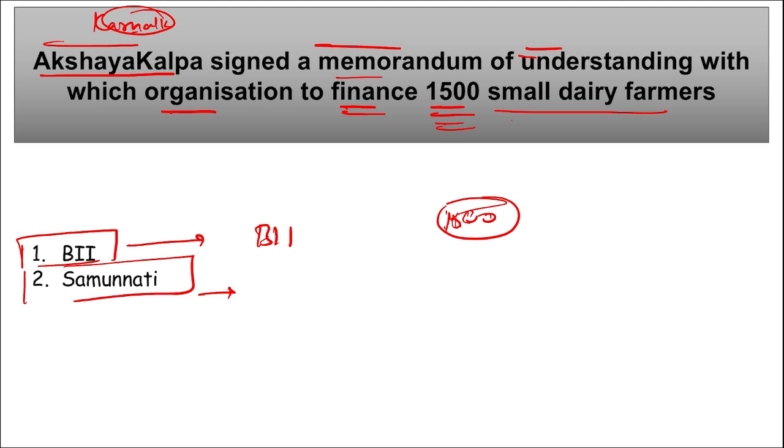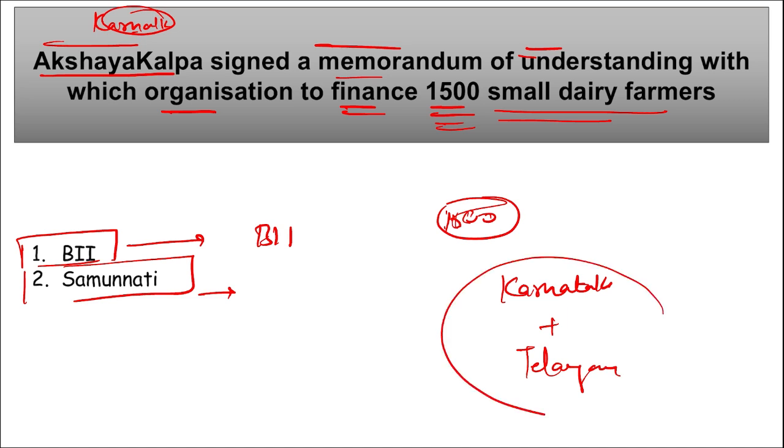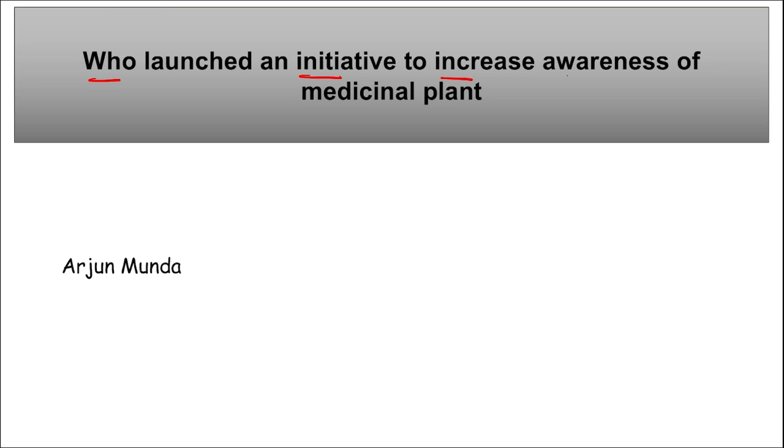Take a note of this. Direct question can be asked from here. And these small dairy farmers, they will be funded or they will be provided finance in which state? Especially in Karnataka and Telangana. So we can say in the state of Karnataka and Telangana, Akshaya Kalpa along with BII and Samunati, they will be financing 1500 small dairy farmers.